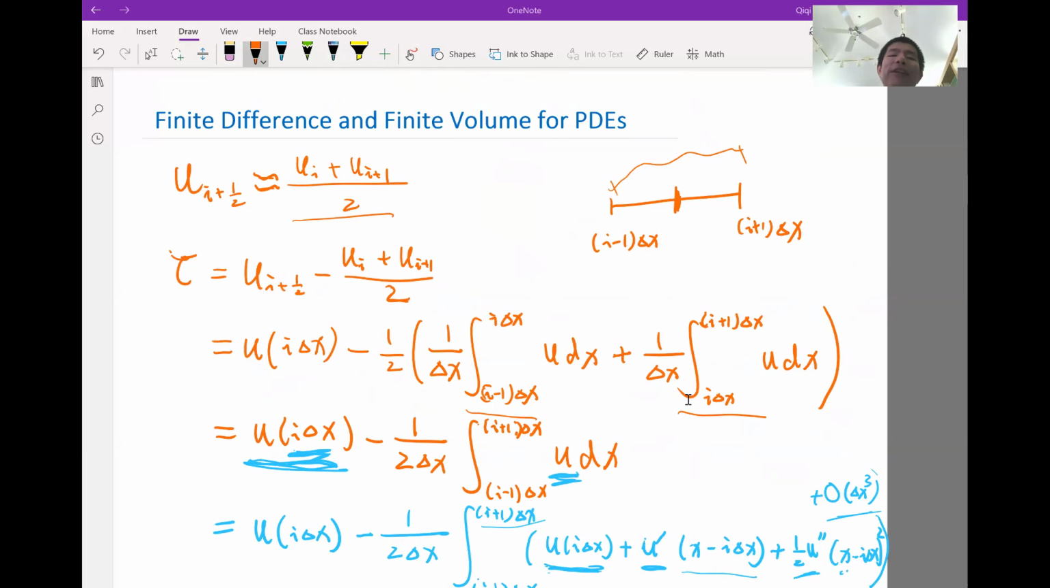You can do the same for the derivative at the interface, right? Essentially, the idea for finite volume approximation is that instead of approximating derivatives using the function values, we are approximating function values using function integrals or function averages. All right.